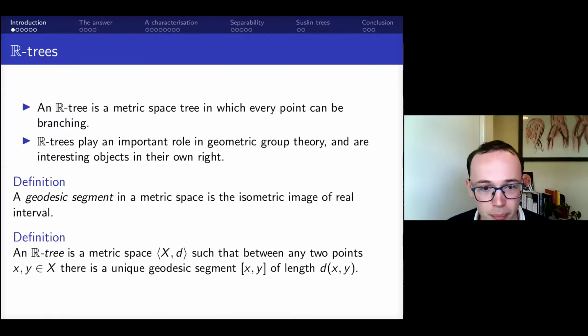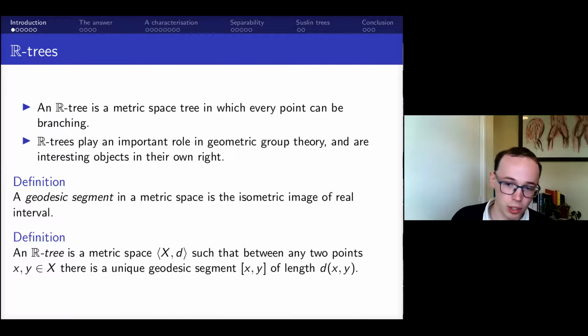Okay, so how do we define them? Well, first of all, if we have a metric space, then a geodesic segment in a metric space is the isometric image of a real interval. An R-tree is then a metric space such that between any two points, x and y, there is a unique geodesic segment of length the distance between those two points. And I'm going to be using interval notation for these geodesic segments. So the geodesic segment between x and y is going to be notated using this interval bracket notation.